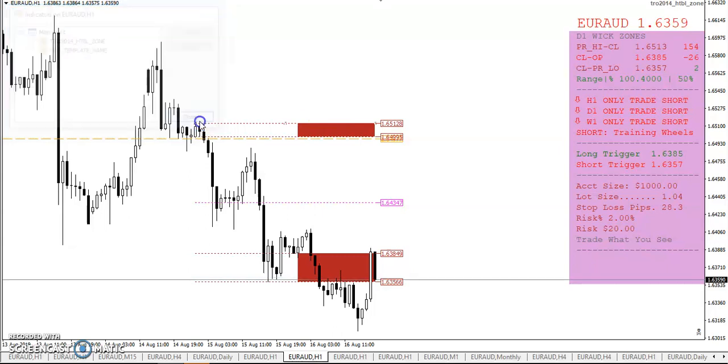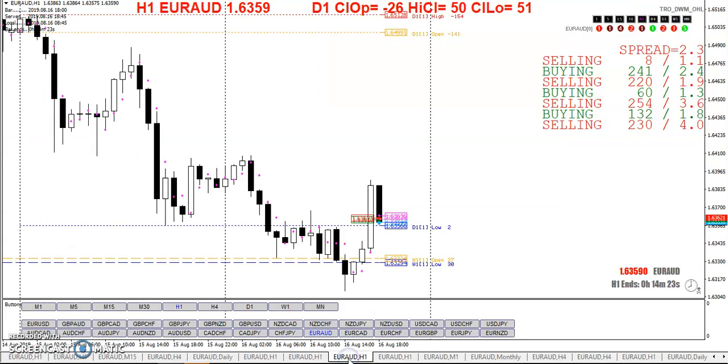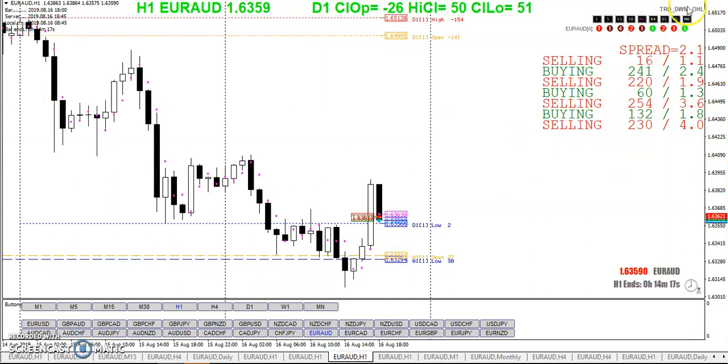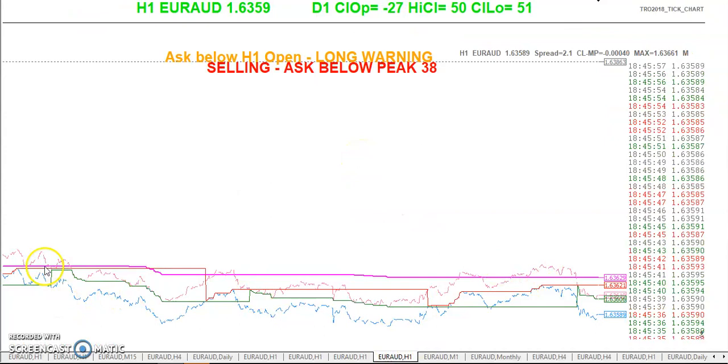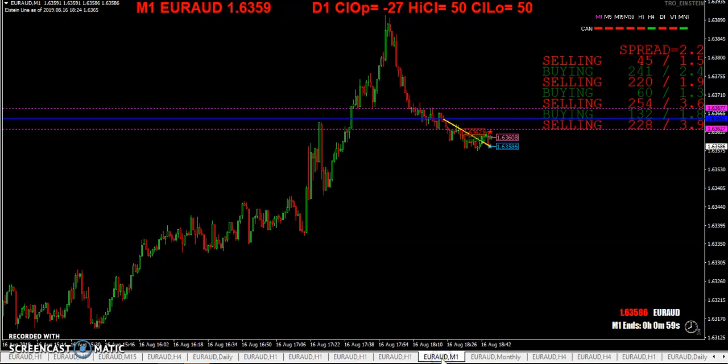Why isn't this closing? Okay. Just the previous day, week, month, open, high, and low lines, trading across those, which is similar to the wick zone. But I do it across the 3 different chart periods. And you can see here, not much movement on the tick chart.